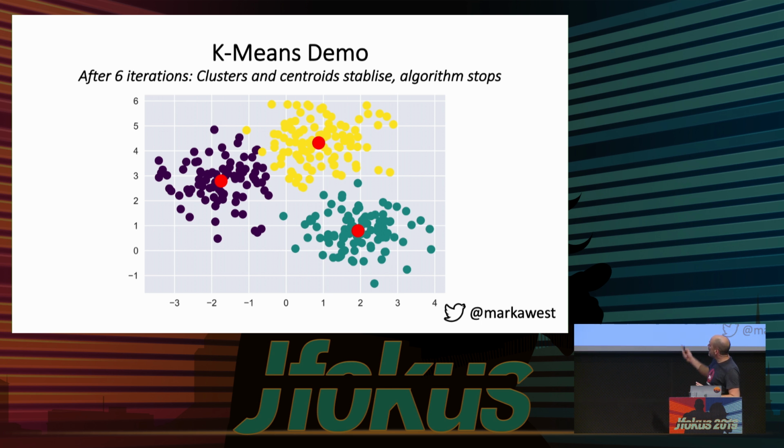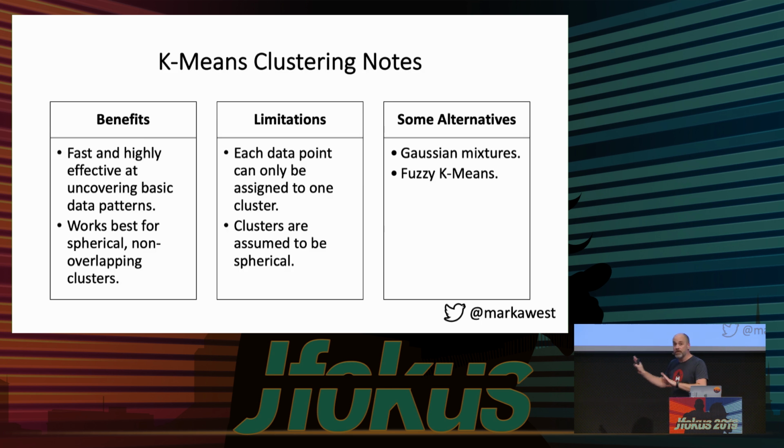Now, as you can see, k-means clustering is very, very fast. It's a very easy thing to get started with. But it works best for spherical data sets. So in other words, if your data naturally falls into spheres, then k-means is good. But if your data naturally falls into different shapes, then k-means clustering might not be the right one for you. The other thing is that data points in k-means clustering can only belong to one cluster.